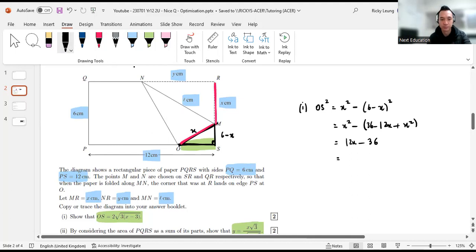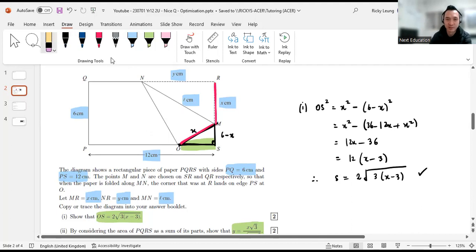So I'll take out the 4, because that's what the question is telling me to do, because I'm going to square root it. Let's take out 12: 12 times (X minus 3), and therefore OS squared, sorry, OS, the square root, is 2 root 3. That is exactly what I want. So be careful about perfect squares. Now, question 1 done.